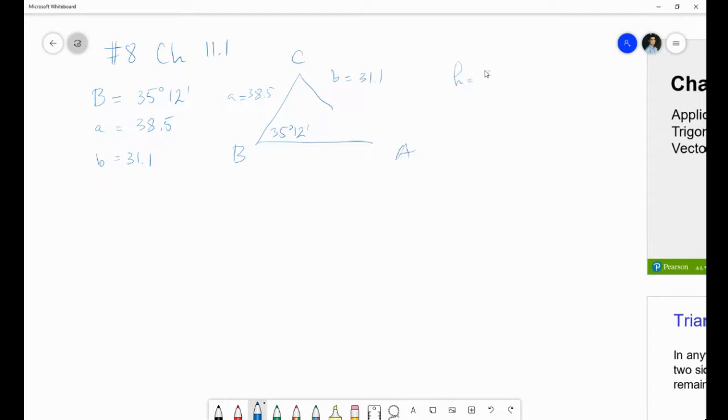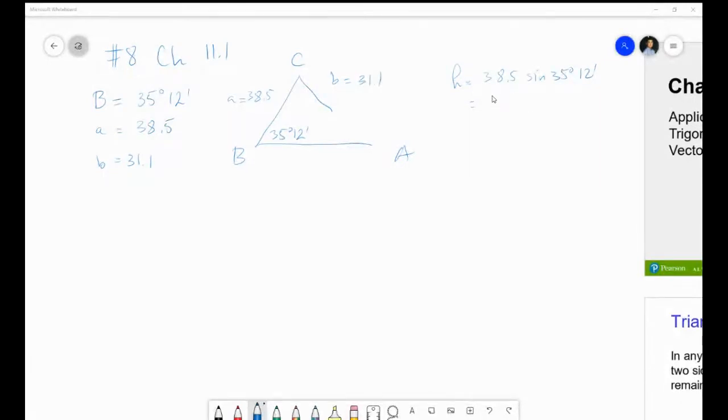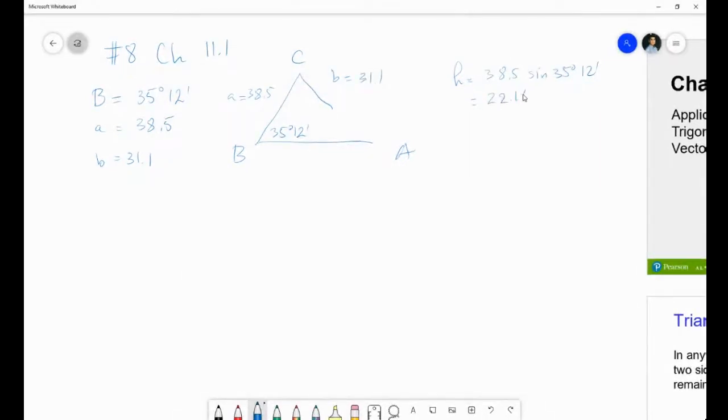The height can be found by taking 38.5 times sine of 35 degrees 12 minutes. If you type that into your calculator, you're going to get 22.19. So that means that since the side that's swinging is larger than the height and smaller than this side over here, we're going to have two triangles. So the first triangle, we're going to open outward.